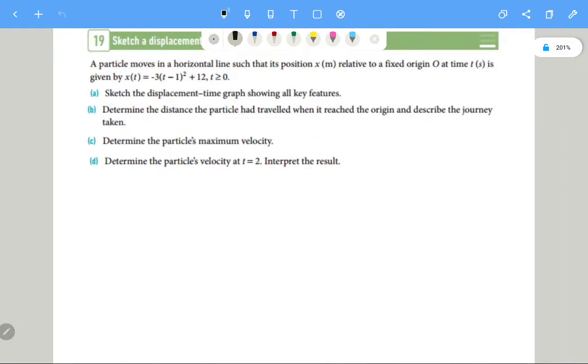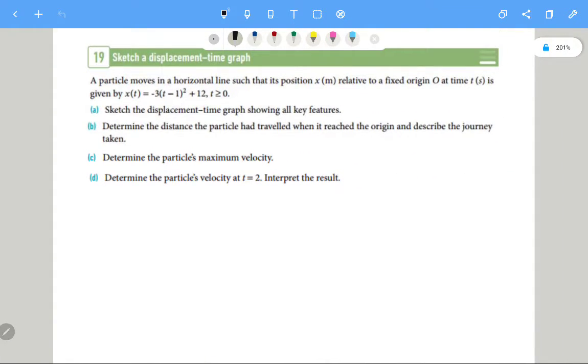Alrighty, let's have a look at an application. So we've got this particle moving in a horizontal line such that the position x meters relative to a fixed origin O at time t seconds is given by x of t is equal to minus 3 (t minus 1) squared plus 12, for t positive. Sketch the displacement time graph showing all key features.